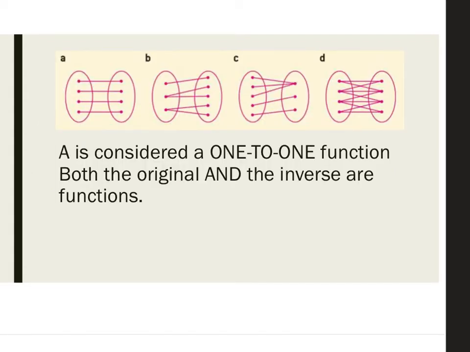So now here's the definition of one-to-one. Out of these four pictures, only A is considered to be one-to-one. That's because the original, where this is the domain and this is the range, is a function, but also the inverse, where this is the domain and this is the range, is also a function. That's one-to-one.